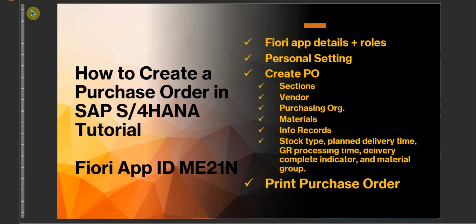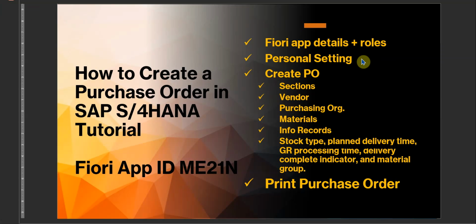So if you want to know how to create a purchase order in SAP S4HANA, then this is the video for you. I'll be taking you through the process, how to identify the app. We'll be looking at the app details, what authorization role or roles you need to use this app. Within the purchase order, we'll be talking about the personal settings, how you select fields and values that you want to include by default in your purchase order.